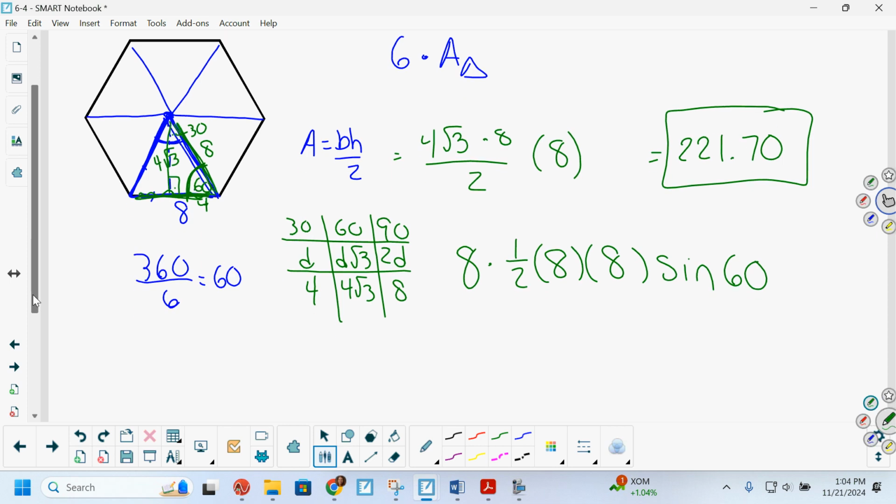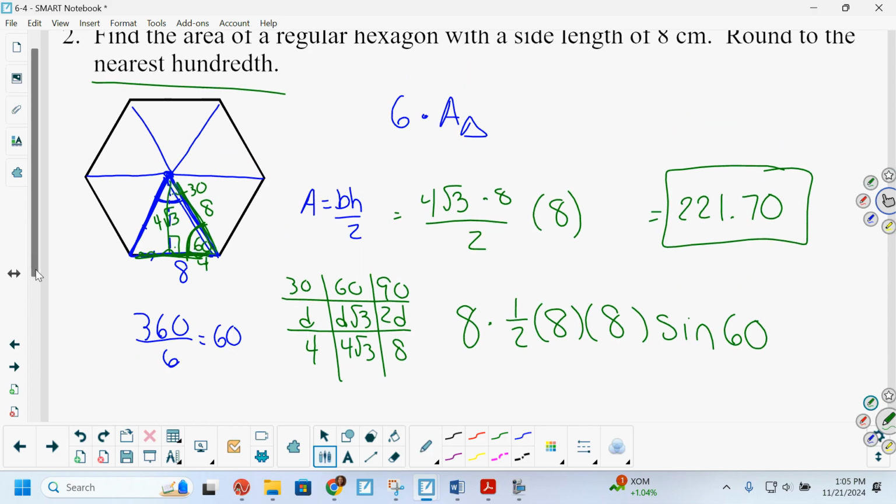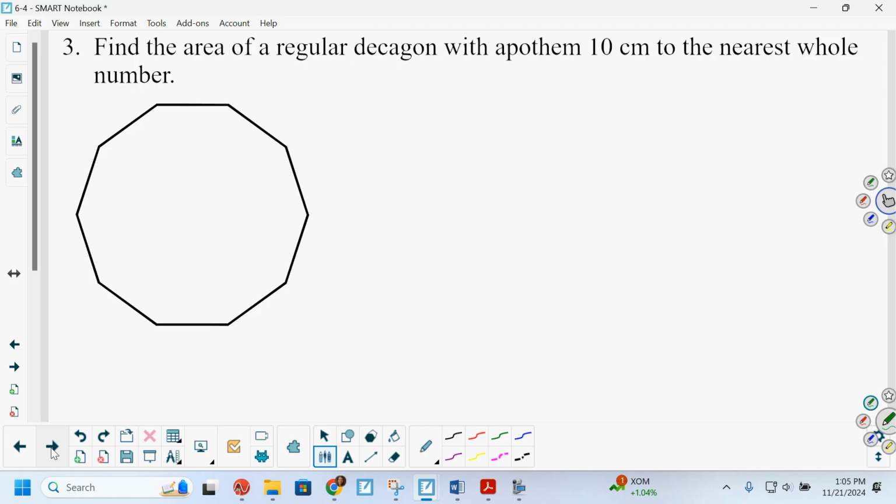Could you have used SOHCAHTOA? Yes, because it doesn't say exact value up here. It says you're going to round, but I thought it was easier to bring back our 30, 60, 90 since I had the 30, 60, 90 triangle. All right, try it again.